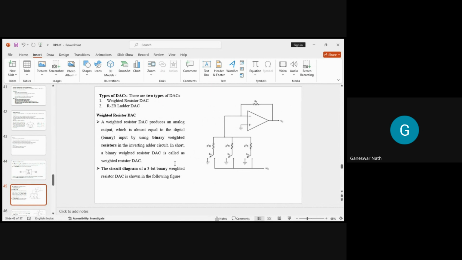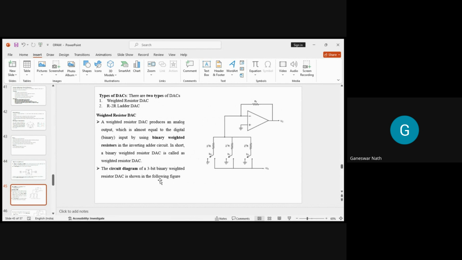So this is called a weighted resistor DAC, which consists of a simple op-amp with different resistors that you can see, 2 to the power 0 R, 2 to the power 1 R, 2 to the power 2 R, and each is containing a binary digit. So the weighted resistor DAC produces an analog output which is almost equal to that of the digital input by using binary weighted resistors in the inverting adder circuit. In short, a binary weighted resistor DAC is called a weighted resistor DAC.